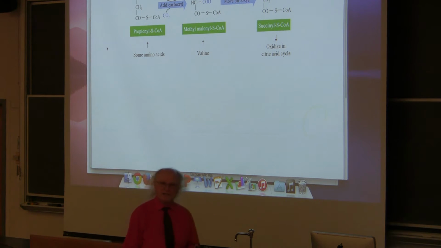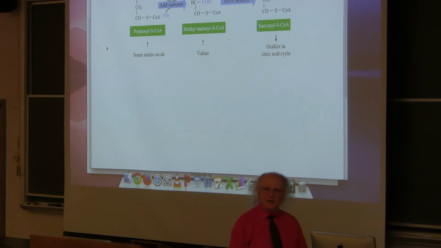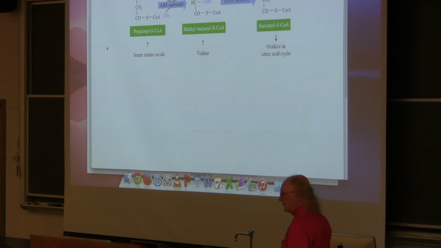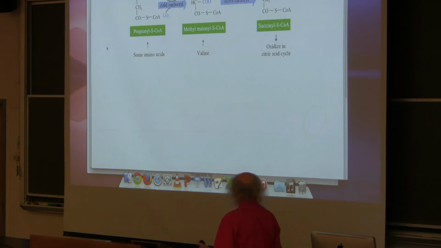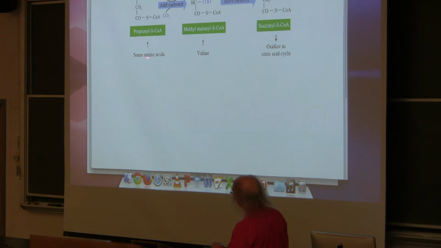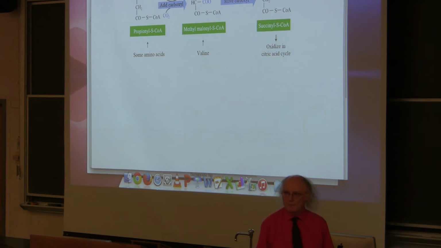Succinyl-CoA, of course, is an intermediate in the citric acid cycle, and that's how it's metabolized. So that then enters the citric acid cycle, and everybody's fine. So that's how odd-carbon fatty acids are oxidized in the cell. You see these various other things, some amino acids, valine, etc. These are molecules that give rise to these different intermediates that you can see here.